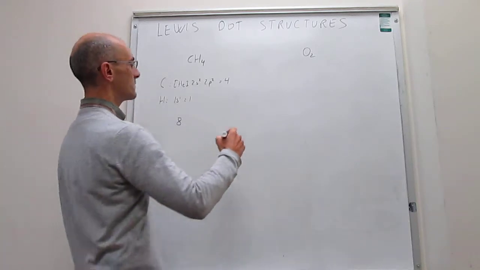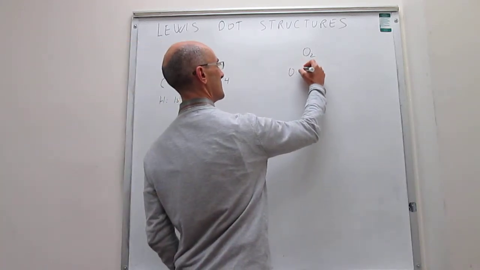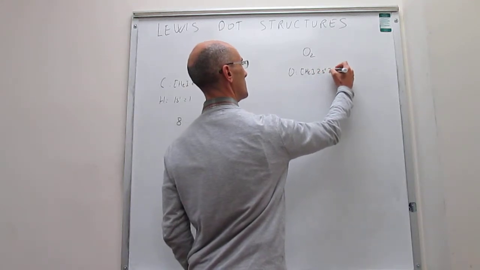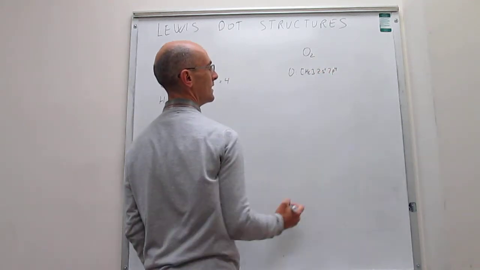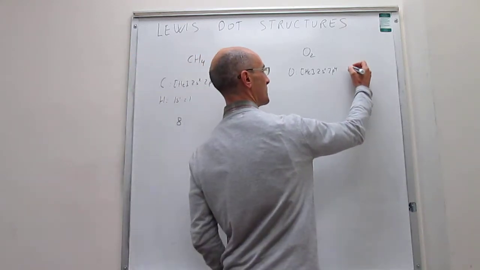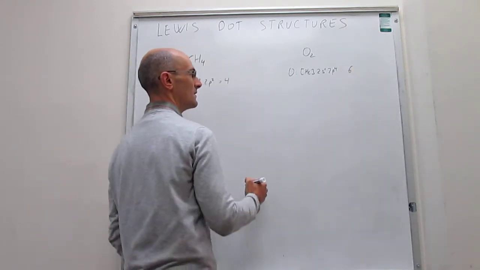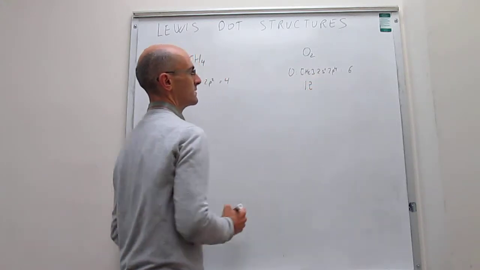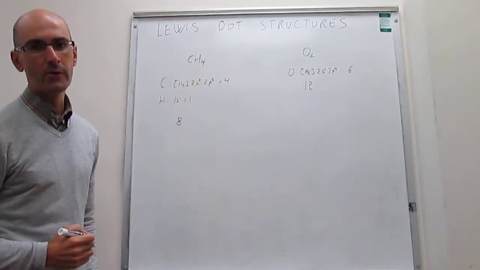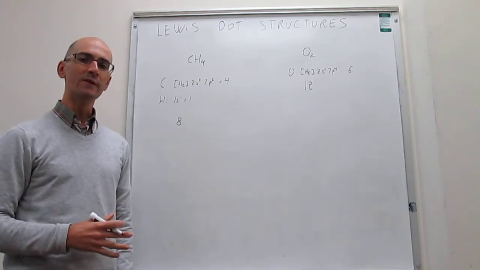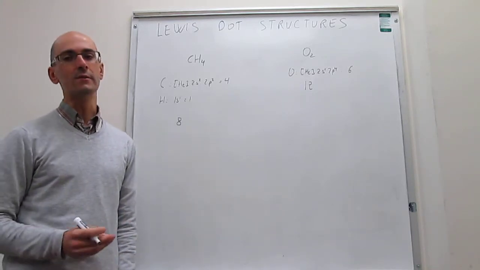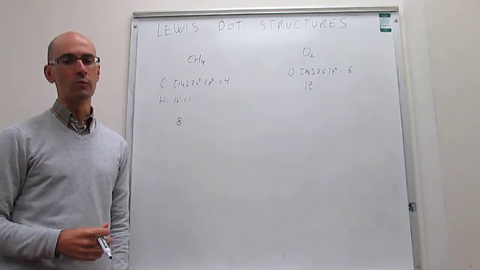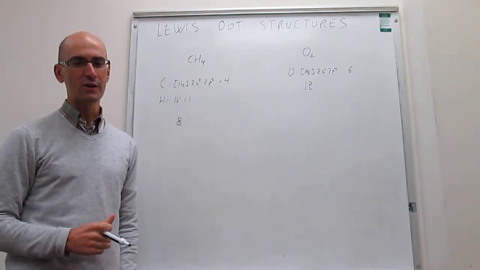Now for oxygen, the electronic configuration is helium and then 2s2 2p4. So each oxygen atom contributes 6 valence electrons, and that means that you're going to have a total of 12 valence electrons in that O2 molecule. Being able to determine the number of valence electrons quickly by simply looking at the periodic table is something that you're going to have to do if you want to succeed drawing Lewis dot structures.